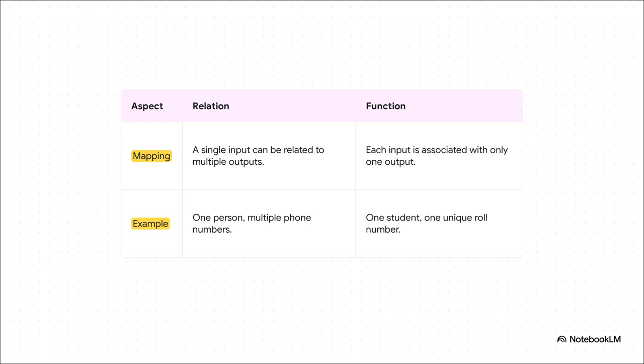This table really clarifies that distinction. You see, a general relationship is just called a relation, and it can link one input to many outputs, kind of like how one person can have multiple phone numbers. But a function? It's much stricter. Each input has exactly one output, like how a student has only one unique roll number.